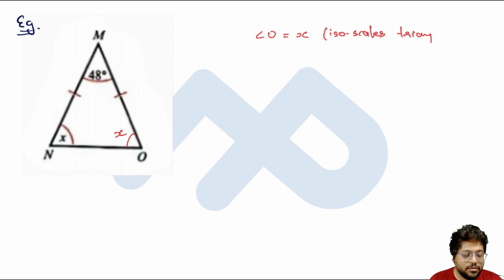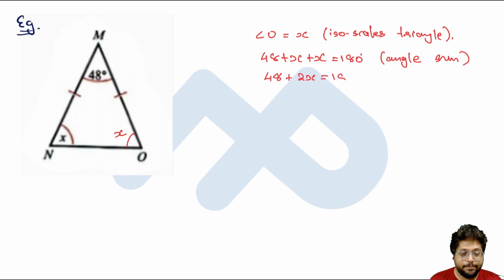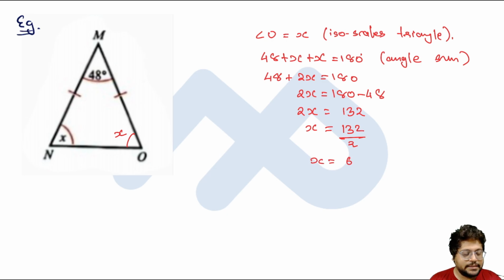Okay, and now I'll use the angle sum property, that 48 plus X plus X is equal to 180. Always write the reason when you are solving the question. So angle sum is the reason here, and we want to find X. So that's 48 plus 2X is equal to 180, right? So 2X is equal to 180 minus 48. I am making X the subject. So 2X is equal to 132, and this 2 will go in division. So it will be 132 divided by 2, which is 66. Clear? So your X is 66.